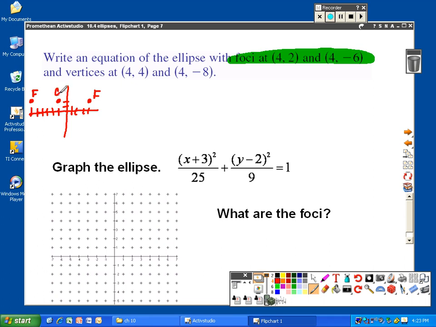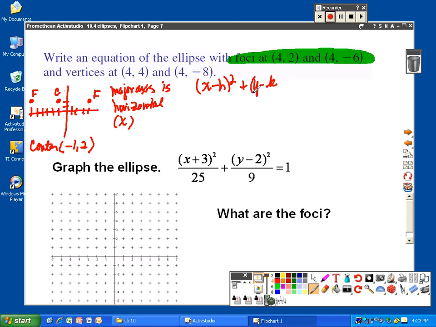So that makes my center negative 1, 2. Since foci are on the major axis, my major axis is horizontal, so it'll act like x. So again, my equation will be (x minus h) squared over a squared plus (y minus k) squared over b squared equals 1. Major to the x, so that's my a squared. Minor to the y, so that's my b squared.